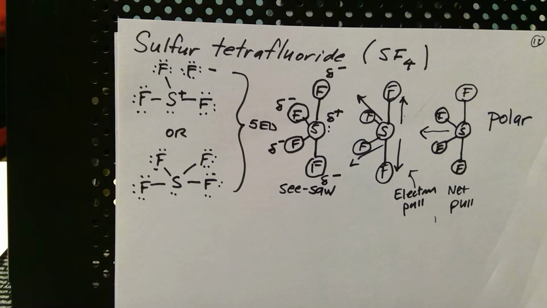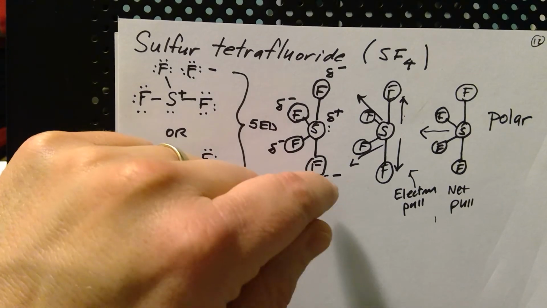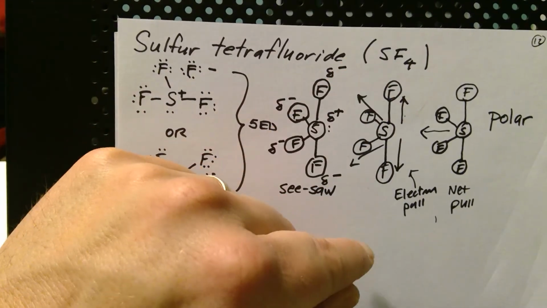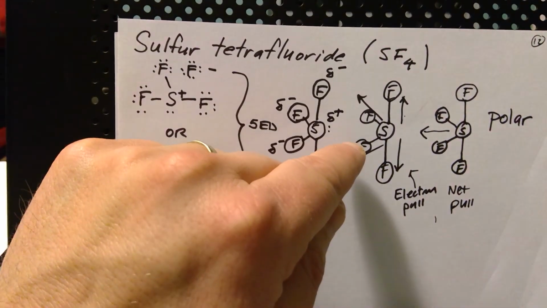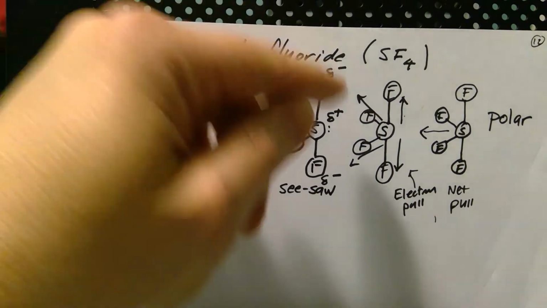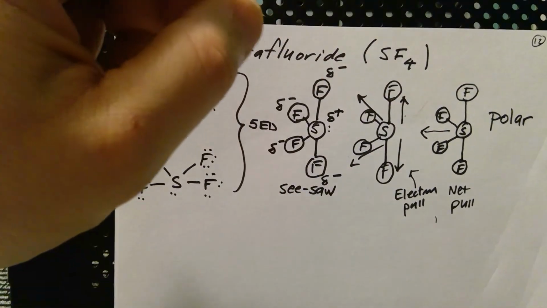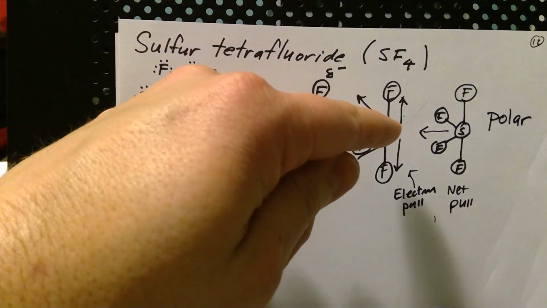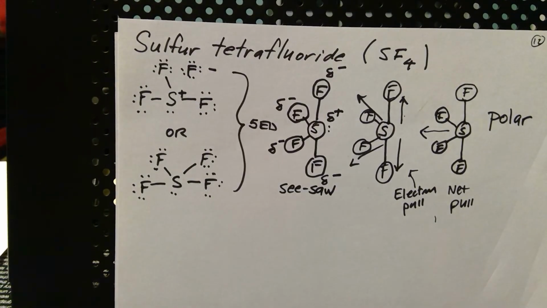The other way of seeing it is that something is polar if there's a net pull of electrons in one direction. In this diagram, you can see the electrons are being pulled toward the fluorines. Pulling straight up and pulling straight down cancel each other out, and then these two are pulling toward the left. In 3 dimensions, one would be coming out of the page and one would be going into the page. The out and in parts would cancel each other out, but still there's a net pull toward the left. If there's a net pull, that's another way of seeing that it's polar.